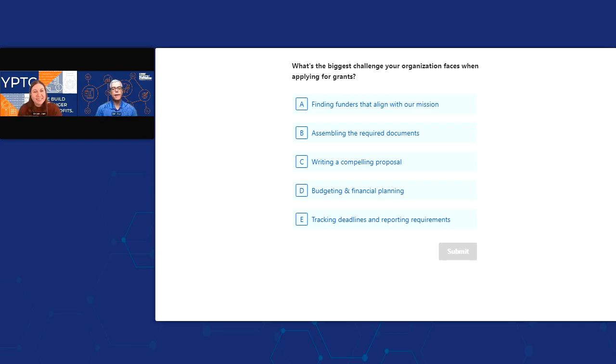So for anyone keeping count, this is our 3rd poll question. What's the biggest challenge your organization faces when applying for grants? And this is our poll question that doesn't have a right answer. So select the one that applies to you.